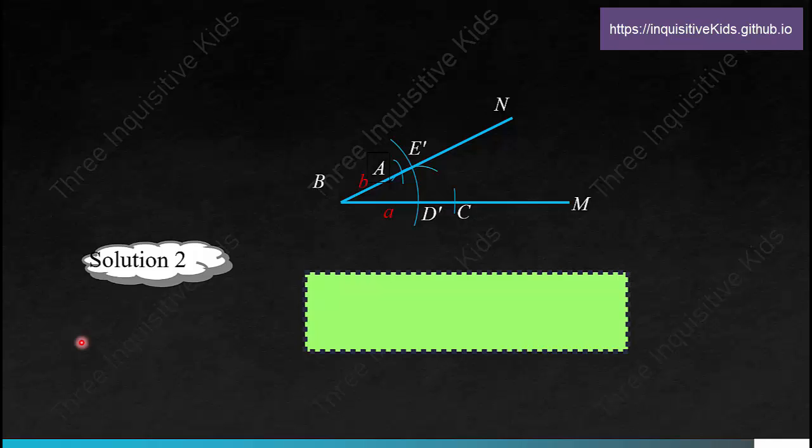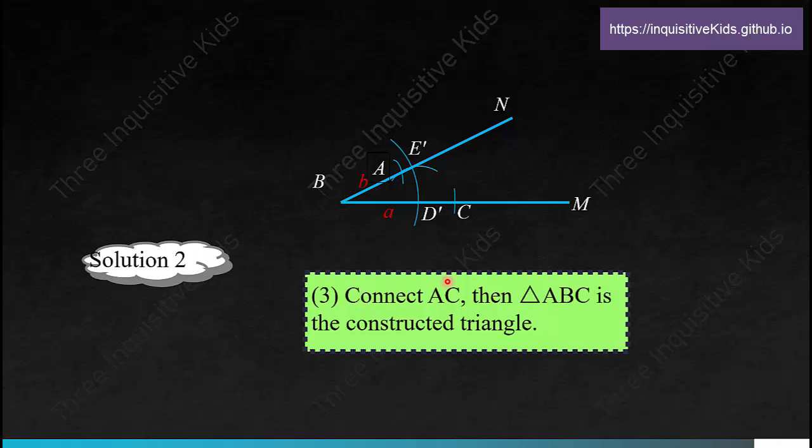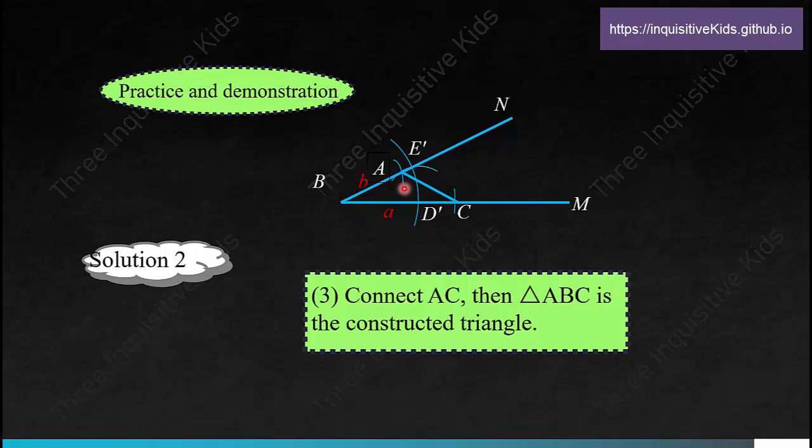Here's another solution. After you have A and B, connect AC. So this intersection point over here is A, and this is C. So if we connect A and C, then triangle ABC is the constructed triangle.